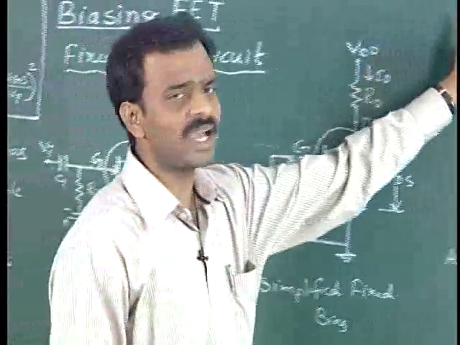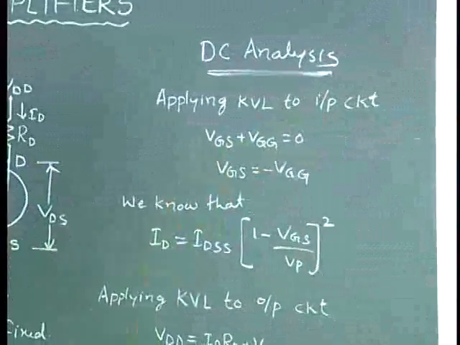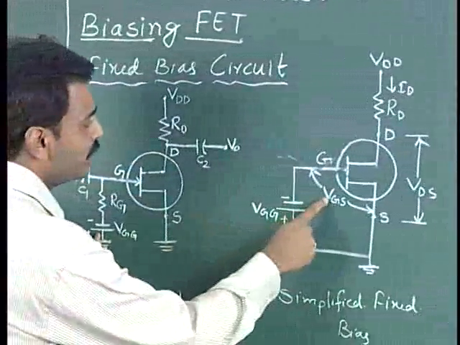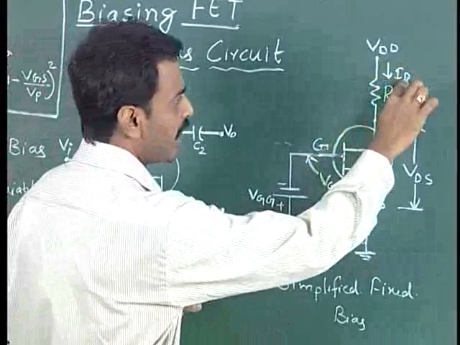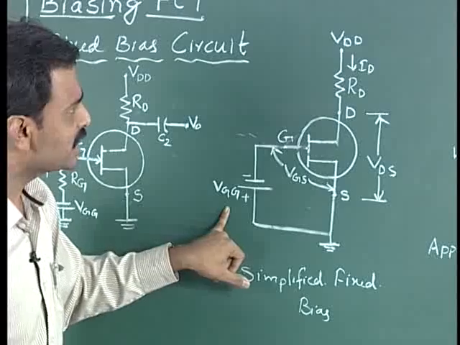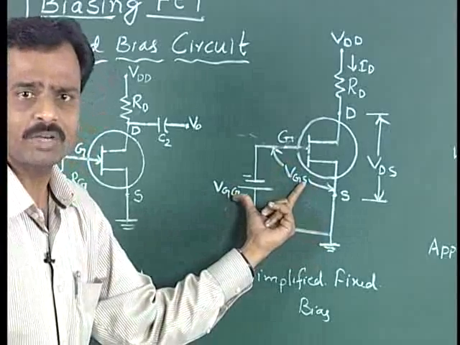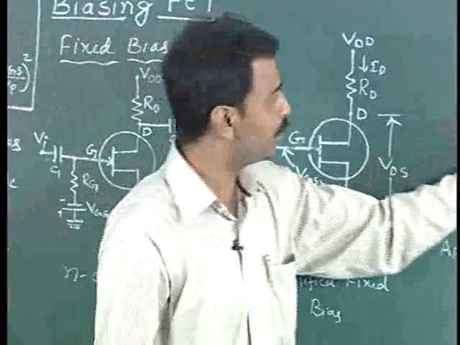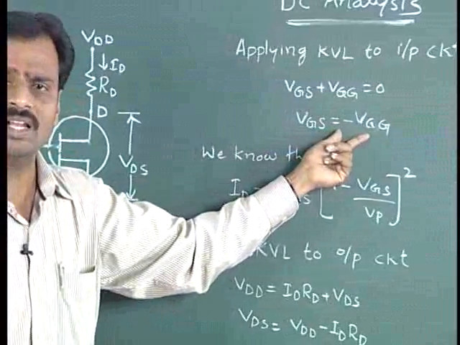Coming to the DC analysis, first, as I said, we apply KVL to the input of the circuit. VGG is given as the input here, and VGS is the voltage between the gate and source. It is the input voltage, while ID is the output current and VDS is the output voltage. Applying KVL to the input, the sum of these two voltages will be equal to 0. So VGG plus VGS equals 0.